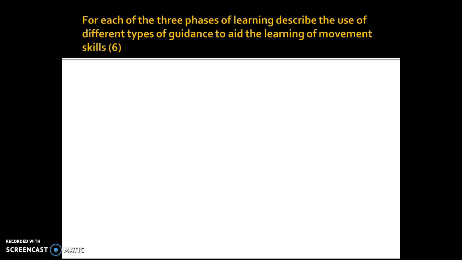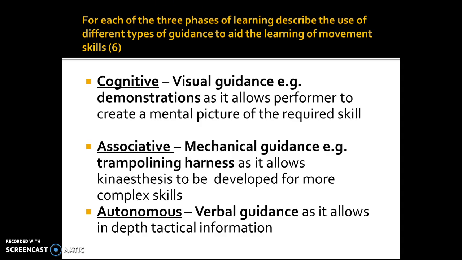Now, you can actually have any type of guidance with any phase of learning, but I want to teach you this so you have a specific way of doing it. I'm hoping most people would think, right, one of the characteristics of the cognitive phase of learning is to create a mental picture of the movement skill they're supposed to be doing. That's what they're trying to do. So that would tell you that the best type of guidance for the cognitive phase of learning is going to be visual guidance, because it allows the performer to create a mental picture.